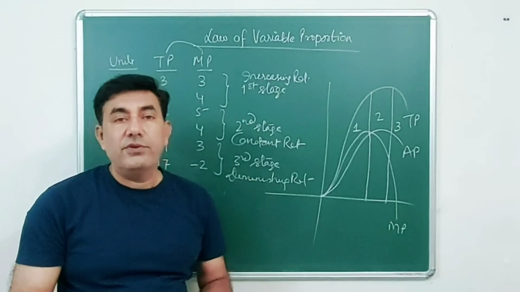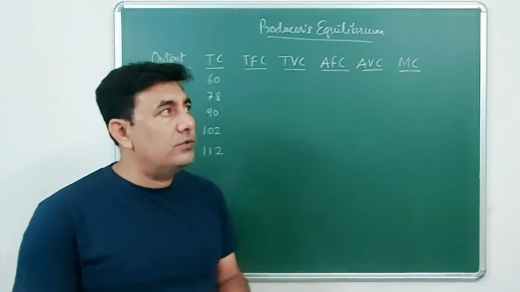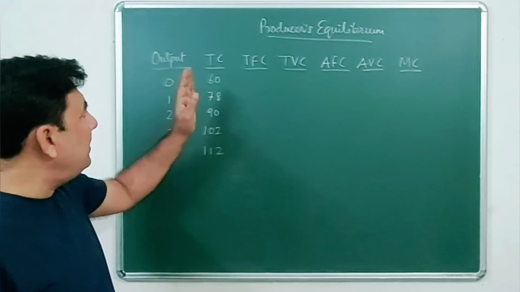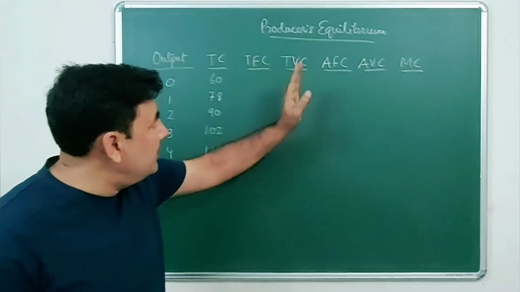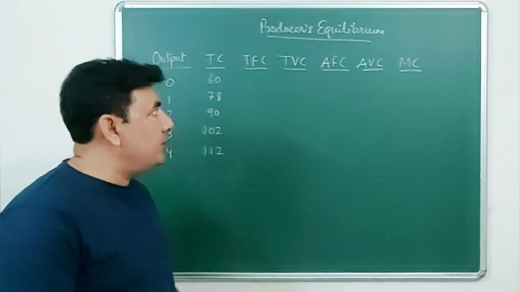If you get a question from this concept, from production equilibrium, you might get a question to show the relationship between TC, TFC, TVC, AFC, AVC, and MC. Let's try to understand with a simple schedule.